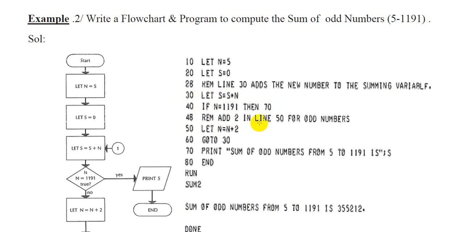Line 48 is a rem: add 2 in line 50 for odd digits. Line 50: let n equals n plus 2. Line 60: go to 30. Line 70: print the summation of all digits from 5 to 1191, s. Line 80: end. Run, and sum 2.